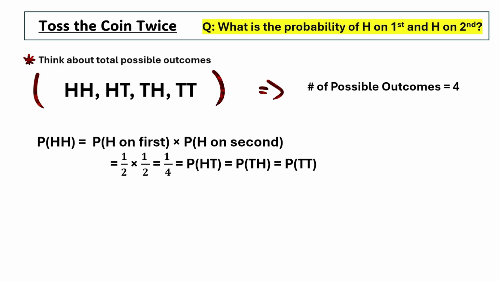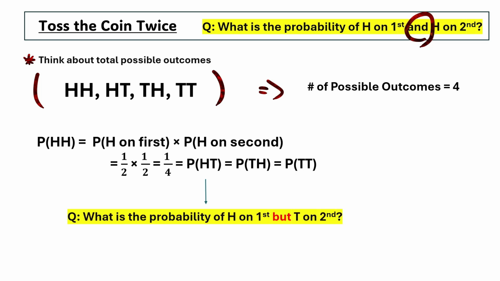Finally, you should remember that sometimes you're not going to have an AND statement in the question, but it's still going to work as if you have an AND statement in the question. For instance, the question, what is the probability of getting heads on the first toss, but getting tails on the second toss, is really the same as asking what is the probability of getting heads on the first toss and tails on the second toss. So just keep that in mind.